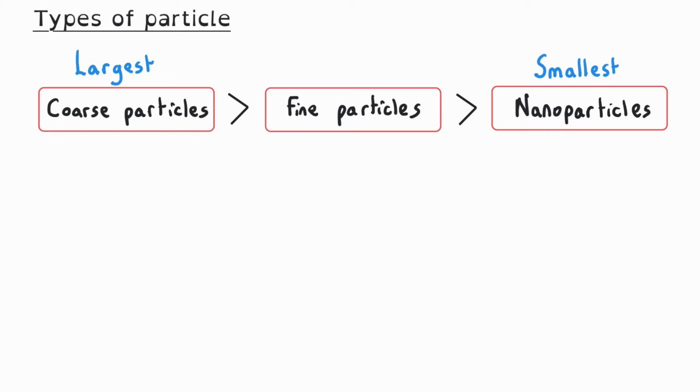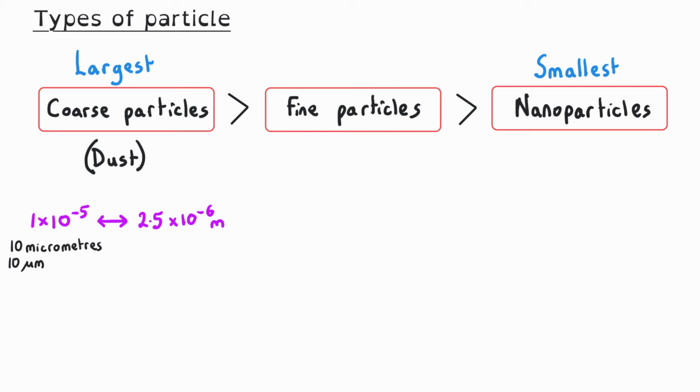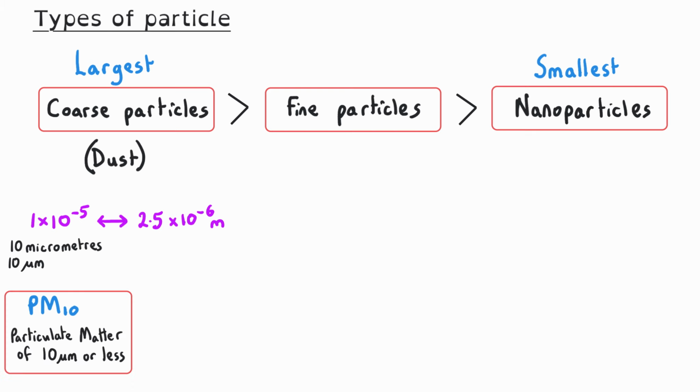Coarse particles are often referred to as dust, and these vary in size from 1 times 10 to the minus 5 meters at their largest and 2.5 times 10 to the minus 6 meters at their smallest. And so the largest that they can typically be is 10 micrometers in size. And so they're sometimes referred to by a code of PM10, meaning particulate matter of 10 micrometers in diameter or less.